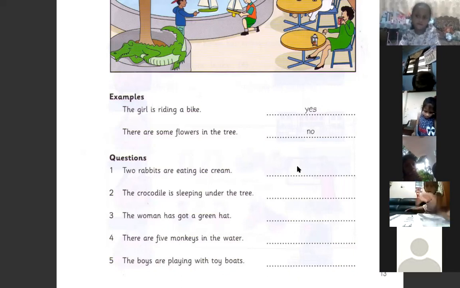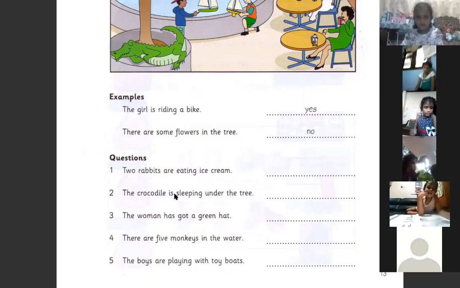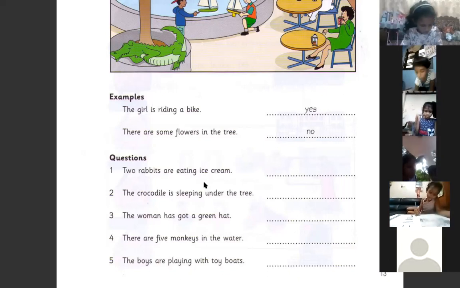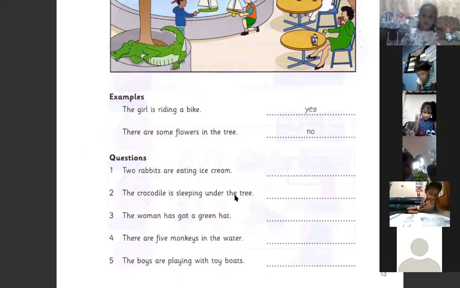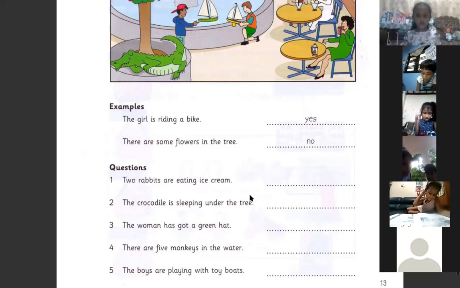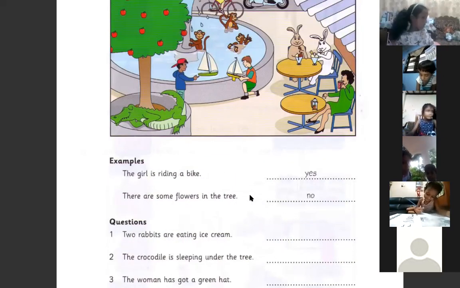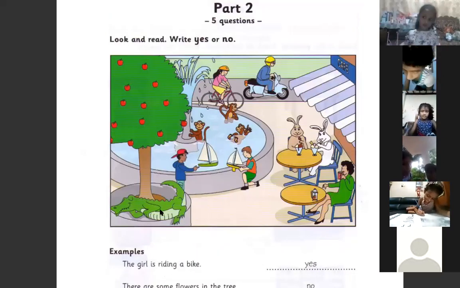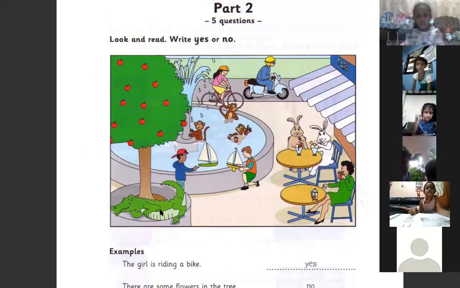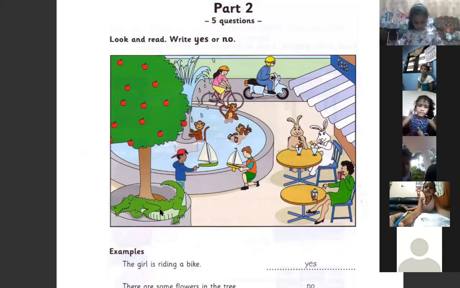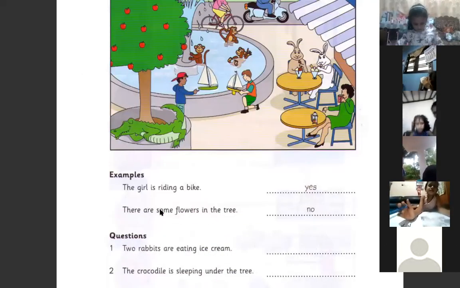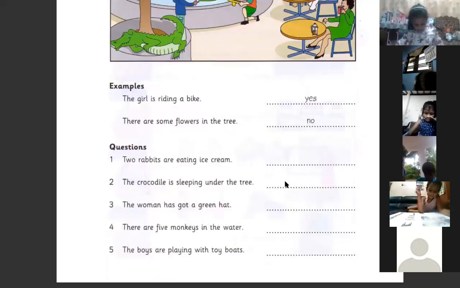Have you finished? Yes. The crocodile is sleeping under the tree. Yes or no? Crocodile is sleeping under the tree. Yes or no? Yes. Then you want to write the answer as yes here.